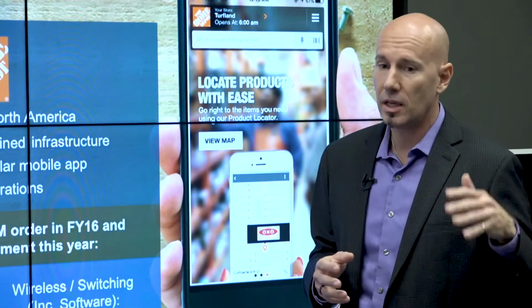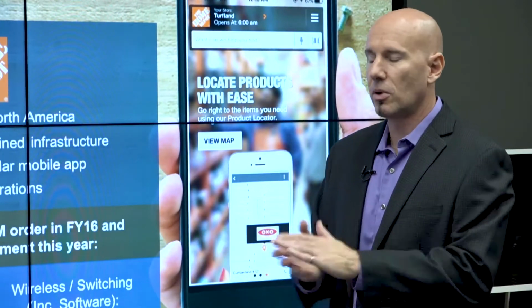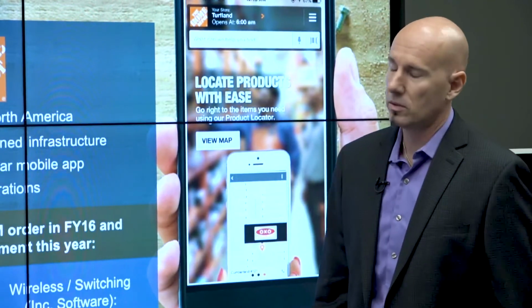So I think that's key: when you're working these competitive deals, don't just think about the products and differentiation, but also how the customer is going to roll it out and deliver that service.